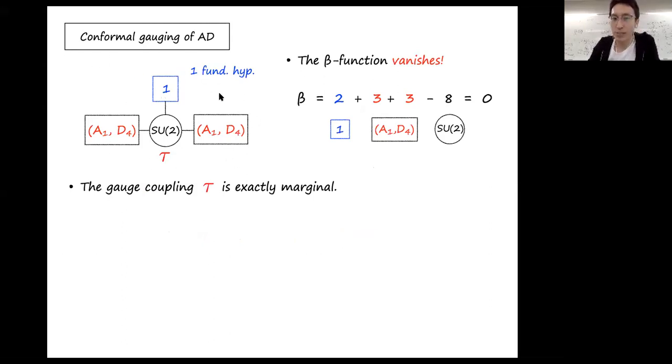But this theory is quite interesting because this SU2 gauge coupling has vanishing beta function. I mean, the beta function of this gauge coupling is actually zero, because the contribution from the extra fundamental hyper and the contribution from the Argyres-Douglas series are canceled by the contribution from the vector multiplet. That's the case if you have an extra fundamental hyper. So this is a conformal field theory. And as J1 pointed out, if you don't have the extra fundamental hyper, this is not a conformal field theory. But if you have an extra fundamental hyper, this is a conformal field theory. So that's why we are interested in this. So tau is an exactly marginal coupling.